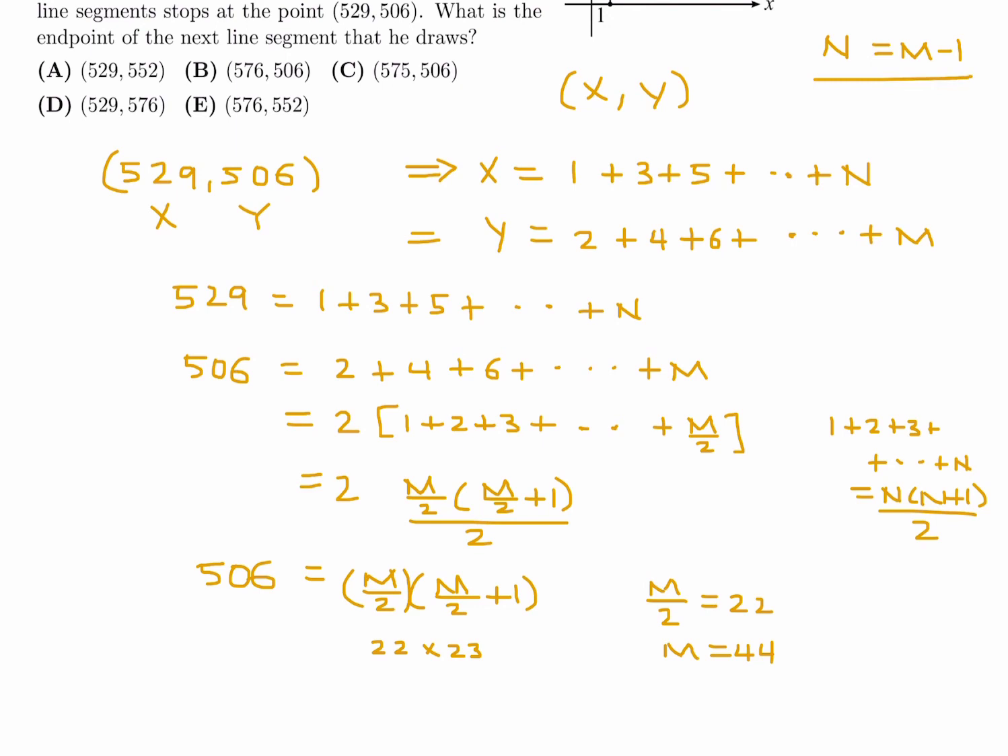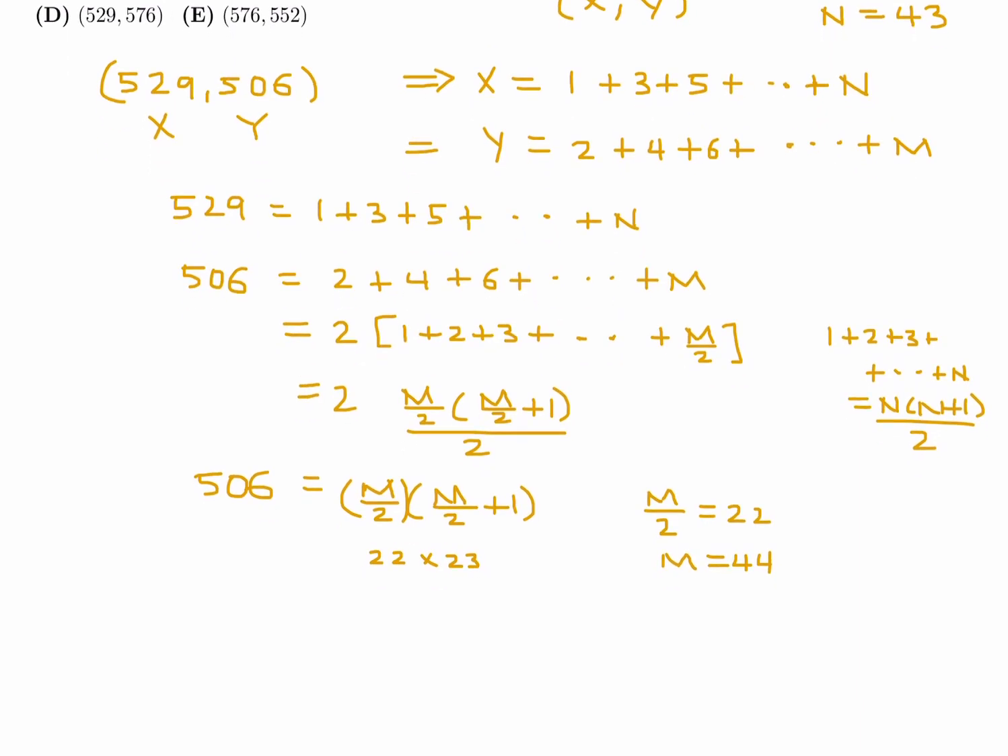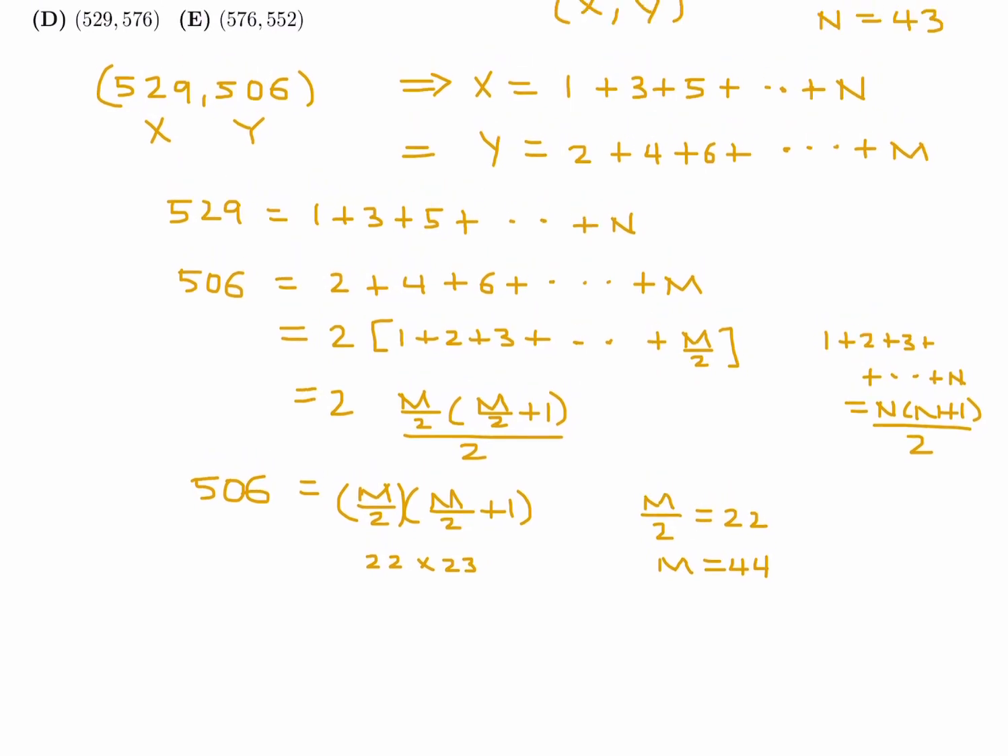All right, now go back. Remember in the beginning I said that n is 1 away from m. So if m is 44, n is perhaps 43. So now I've got to go back to this formula and figure out what is x. Okay, no problem. X is 1 plus 3 plus 5 plus ... all the way until n, and that n I have chosen to be 43.